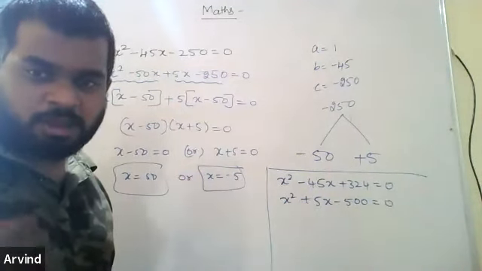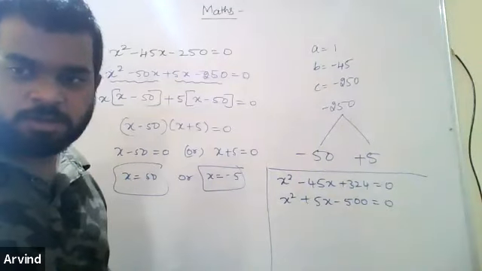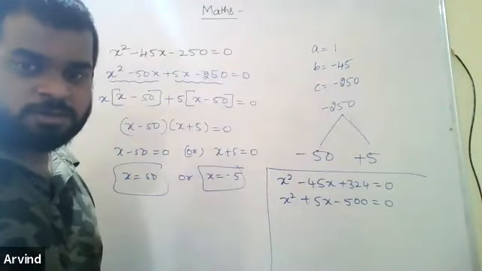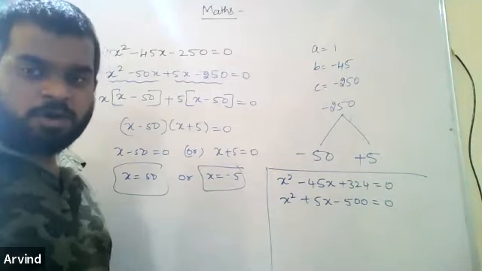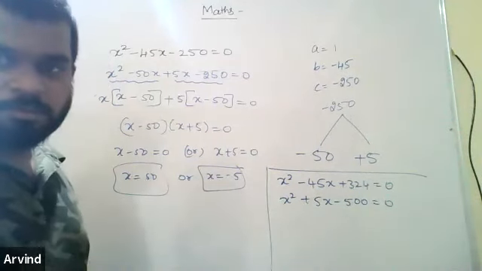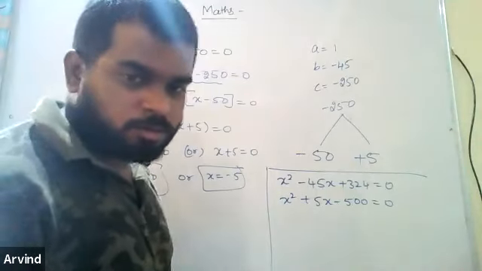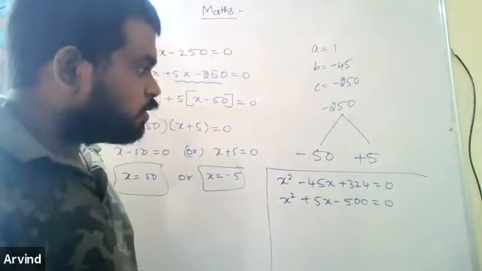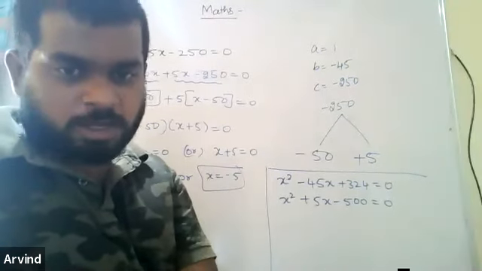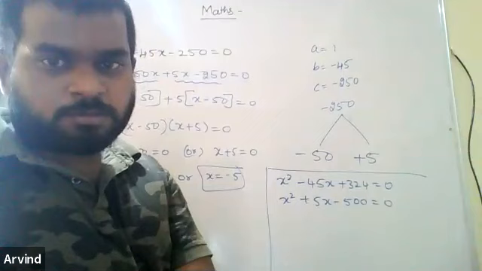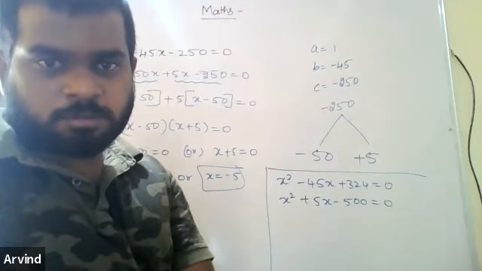Soumya, if you're saying anything, it's not audible to me. If you're wearing earphones, please remove them and tell it. Sometimes you won't be audible. So what's the answer for the second one? 9 and 36, isn't it? x is equal to 9 and x is equal to 36. Yes, sir, correct.